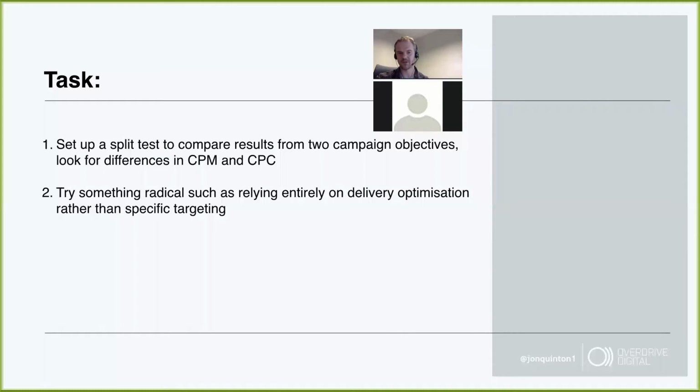Then I would try something like that other test we did, though you need the volume through the pixel. But if you do have the volume, just try and see how good you can get Facebook at optimizing that delivery compared to your more traditional targeting. So there are two experiments that I've run off the back of that section. Do we have any questions on that?